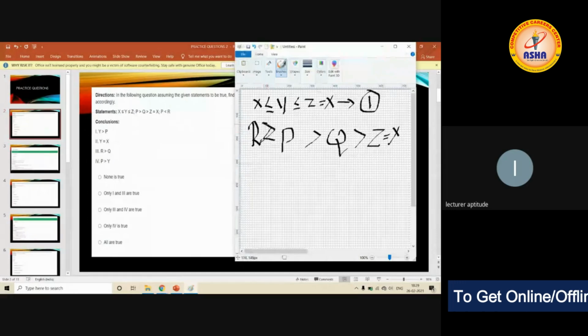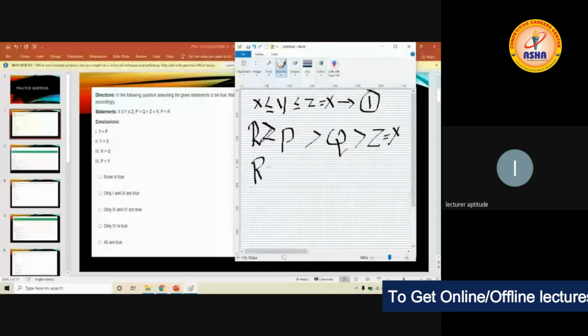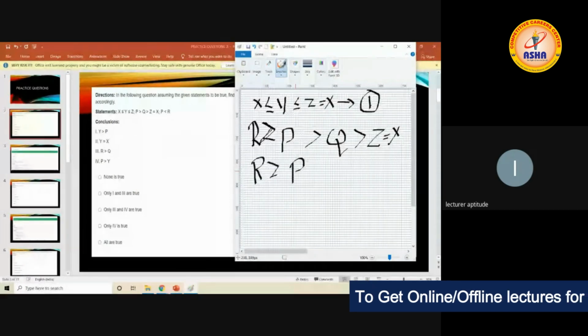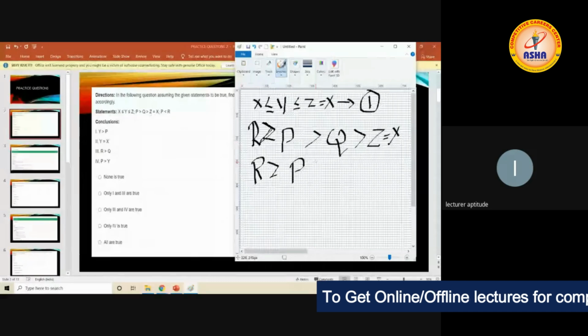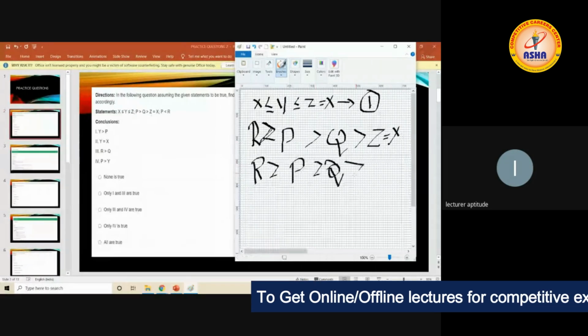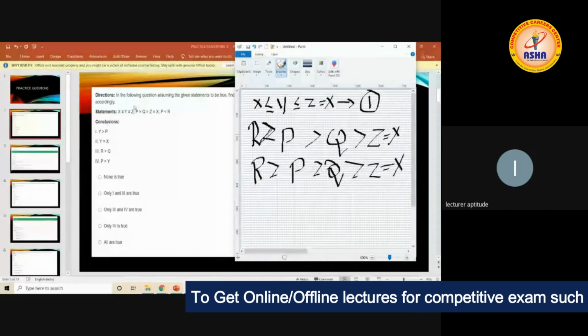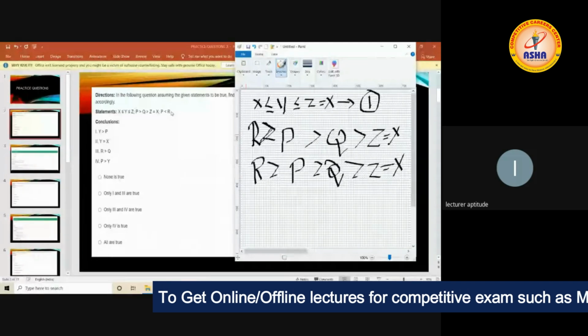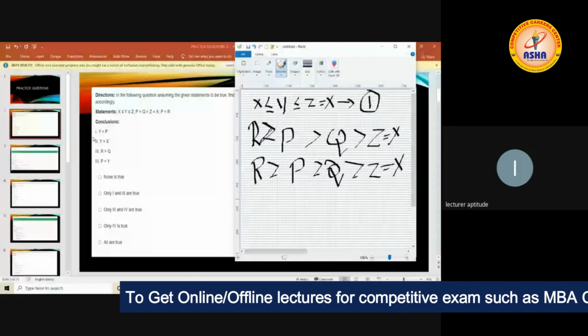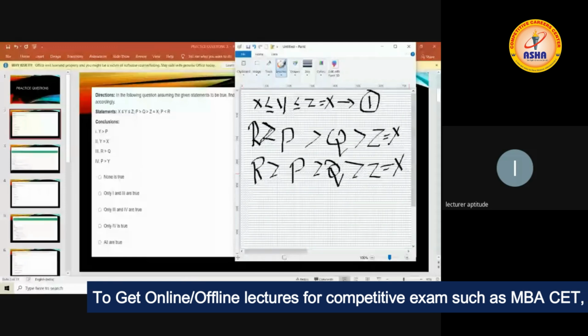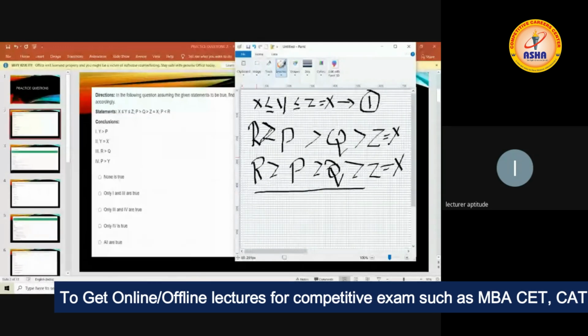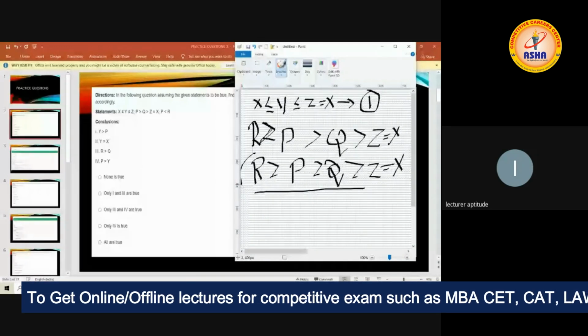So if you write it like this, R is greater than P. What is the relation between P and Q? P is greater than Q. Q is greater than Z. Z is equal to X. So this is the relation obtained after combining the second statement and the last statement. So what about R is greater than Q? R is greater than Q. That is right. If you look into the statement, you can see that this is right.